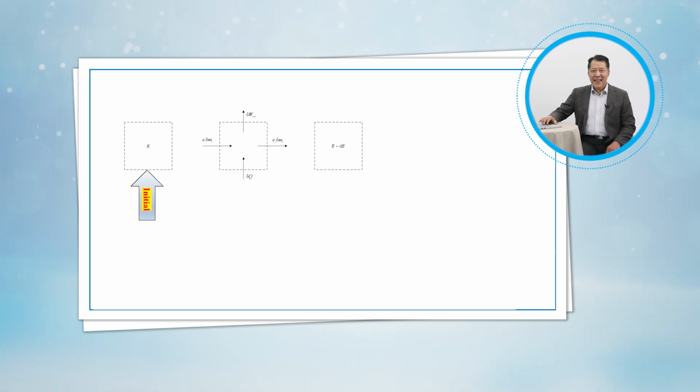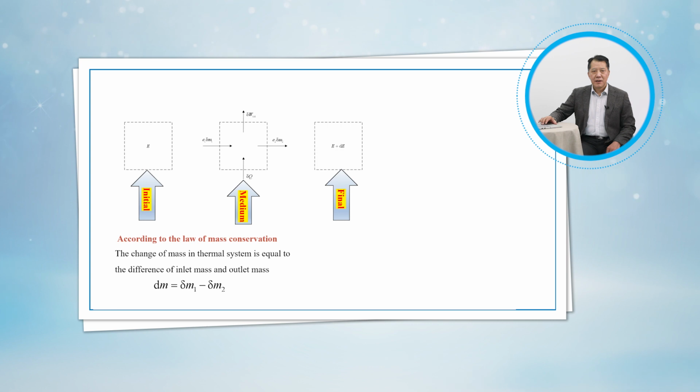The initial state is, the intermediate state is, the final state is. According to the law of mass conservation, the change of mass in thermal system is equal to the difference of inlet mass and outlet mass.